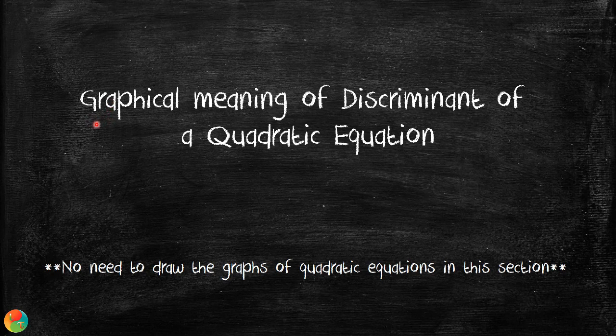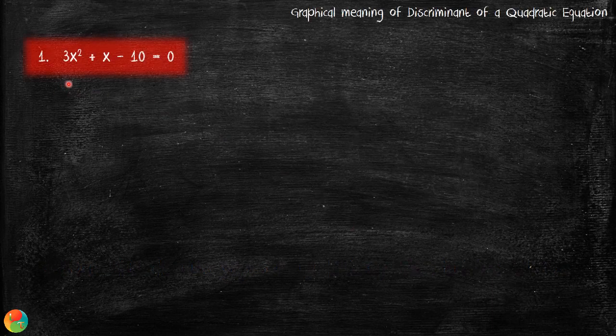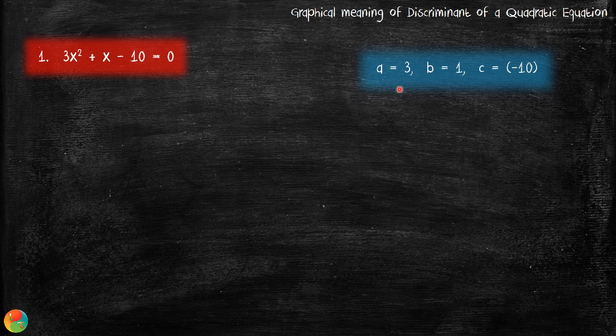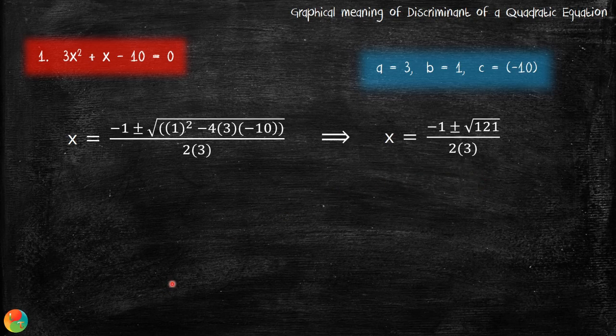Our next topic is graphical meaning of discriminant of a quadratic equation. Please notice that there is no need to draw graphs of quadratic equation in this section. So our first question is 3x square plus x minus 10 is equal to 0. Here a, b and c are 3, 1 and minus 10 respectively. So if I put these values in the quadratic formula, I'll have x is equal to minus 1 plus minus under root of 121 upon 2 into 3.